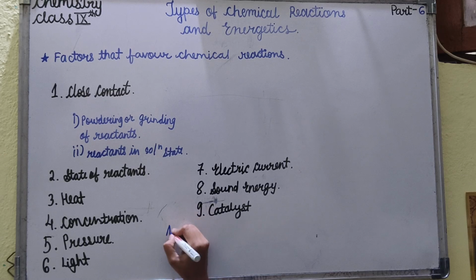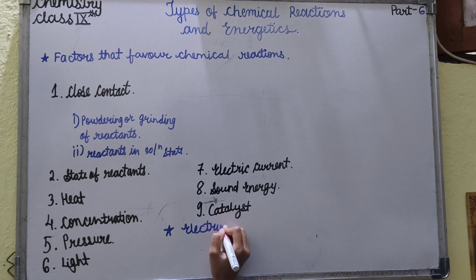Next is topic of electrolysis. Substances are divided into two types on the basis of conduction of electricity through them. Substances which conduct electric current are called conductors, and substances which do not conduct electricity are called non-conductors or insulators. Conductors are again divided into two types: metallic conductors and electrolytic conductors.